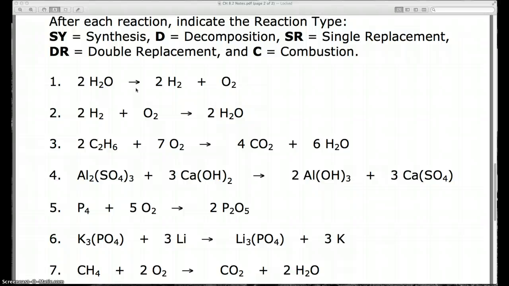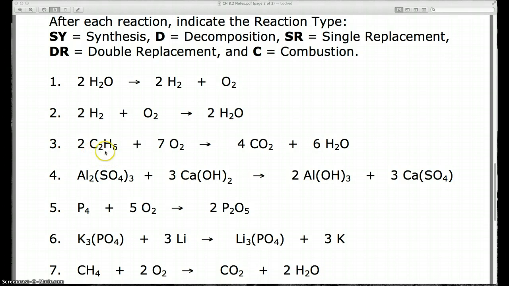Okay, so hopefully you've gone through and done 1 through 12, and I'm just going to give you the answers here. Number 1, we have a compound breaking up into simpler things, so that is decomposition. If you notice, number 2 is the exact opposite of number 1. We are taking two simple things, in this case hydrogen and oxygen, and making water. So that is synthesis. So the first one, decomposition. Second one, synthesis.